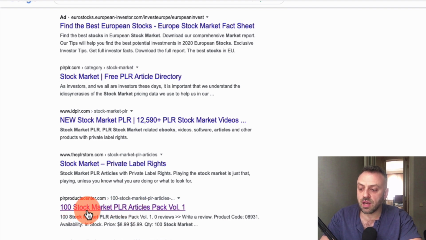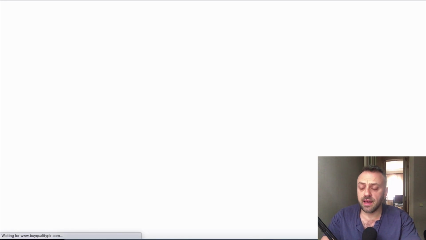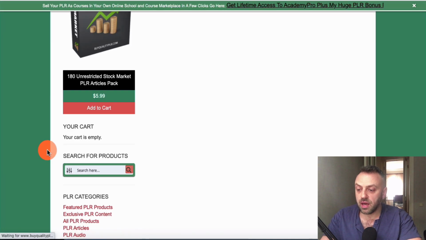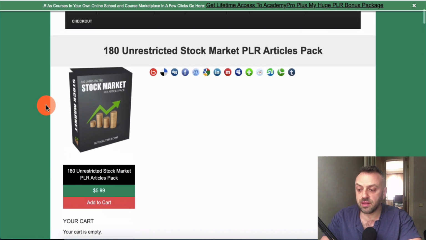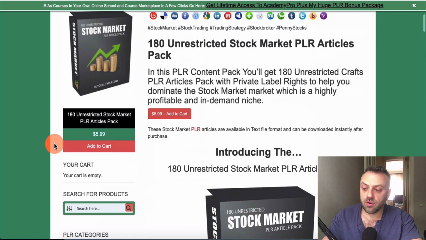And so what we have is 100 stock market PLR articles, pack 1, and 180 unrestricted stock market PLR articles. This is actually from a site that I bought from before. Let's open both of these so we can take a look, and you can open them in different tabs. That will allow you to compare and see what's going on. Here's the site that I purchased from before, and it only costs $5.99, and you're getting 180 unrestricted stock market articles. So it's only $6.